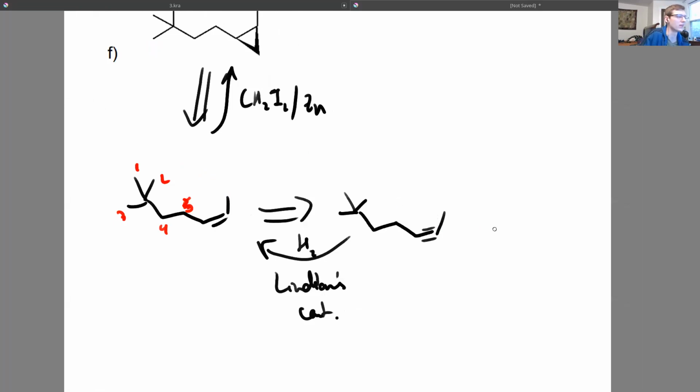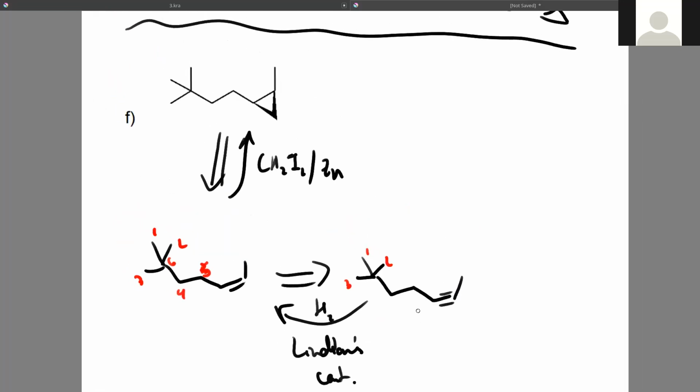Now, again, we can count these carbons. Well, we already counted them, but. Wait, Adam, a quick question for using Simmons-Smith. Does it matter if it's a cis double bond or a trans double bond?